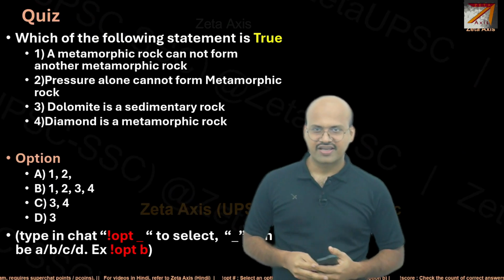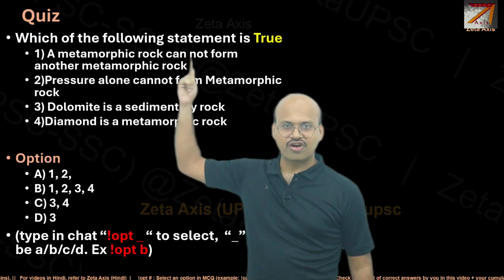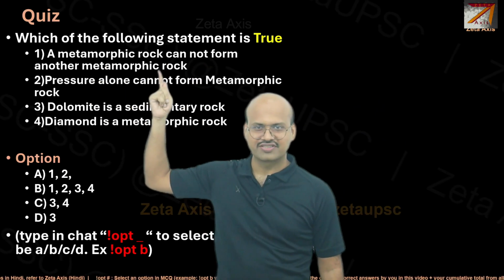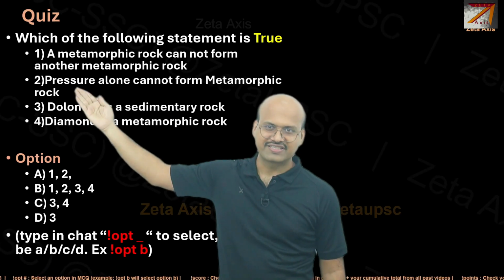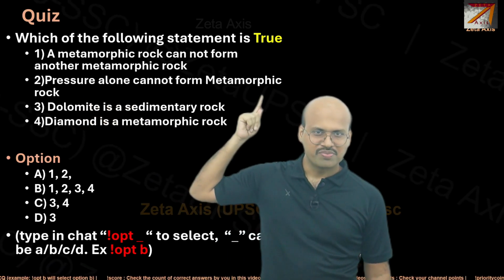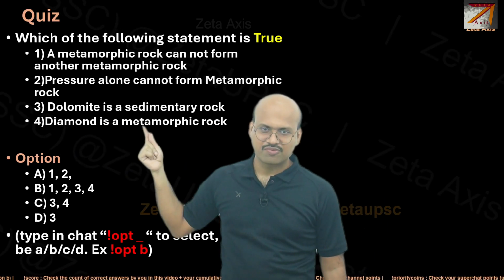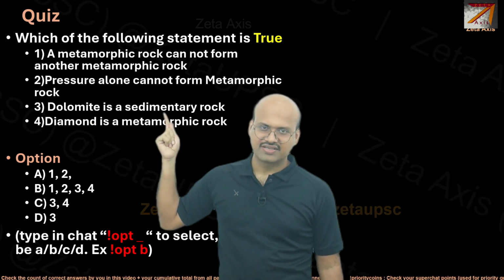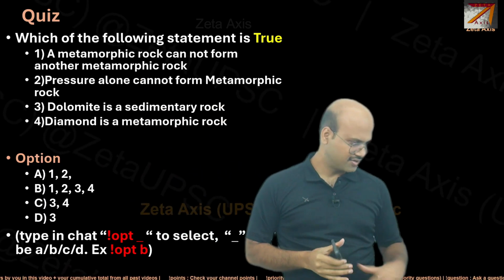Again, there is a question, again the same format. We have 4 options. A metamorphic rock cannot form another metamorphic rock. This is the first statement. Pressure alone cannot form metamorphic rock. So it says that if there is only pressure and no temperature, then no metamorphic rocks can be formed. Then there are these 2 examples. Diamond is a metamorphic rock. Dolomite is a sedimentary rock. So there are these 4 statements. Let's start.